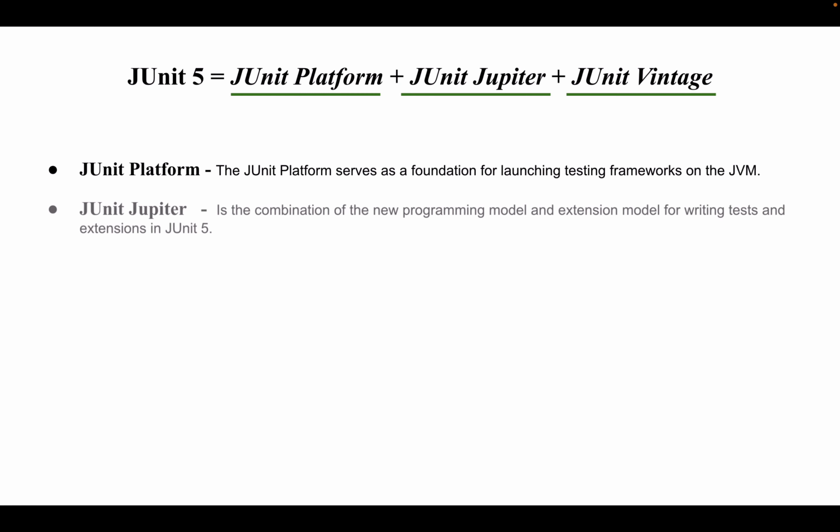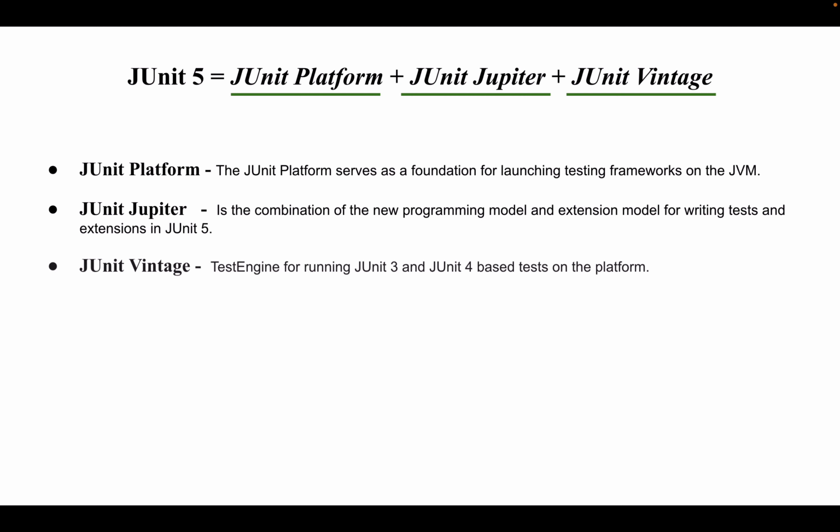The second component is JUnit Jupyter API, and it is a combination of a new programming model and extension model for writing tests and extensions in JUnit 5. So Jupyter is a name of the API, and Jupyter API is what we use to write unit tests in Java. These are different test annotations and assertions that we use in our test methods. And then it also has an extension API that allows us to create our own version of test API that we can use additionally to Jupyter.